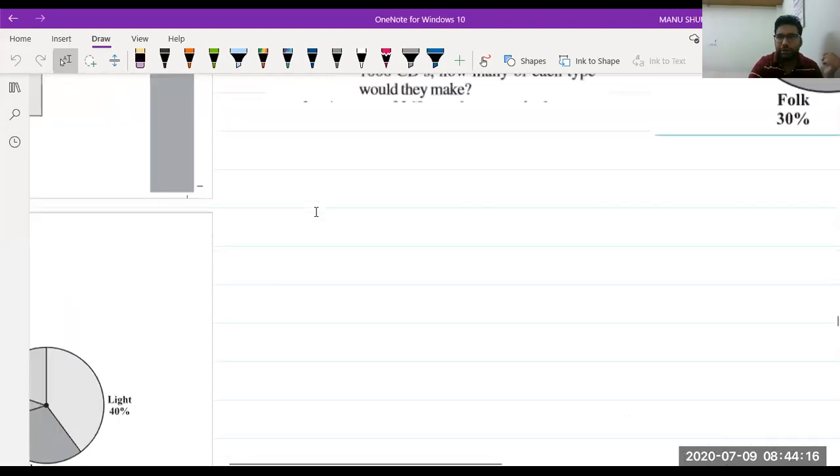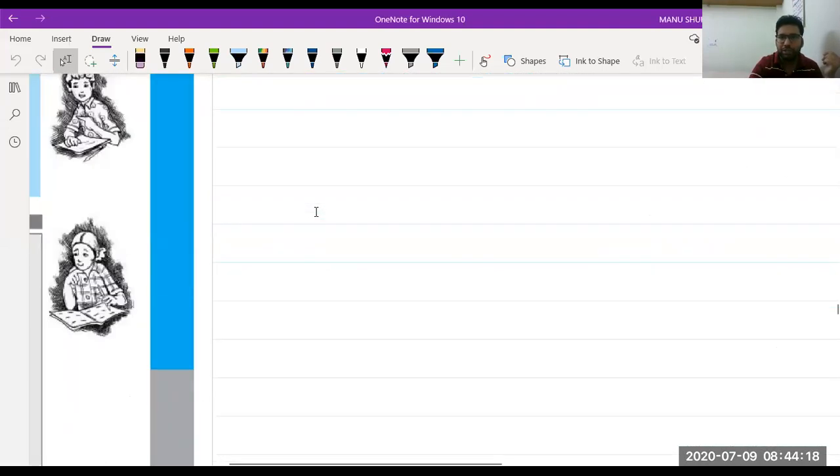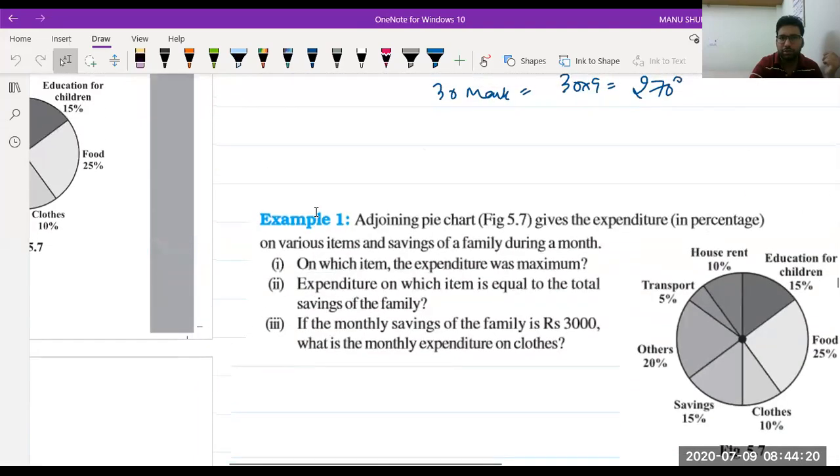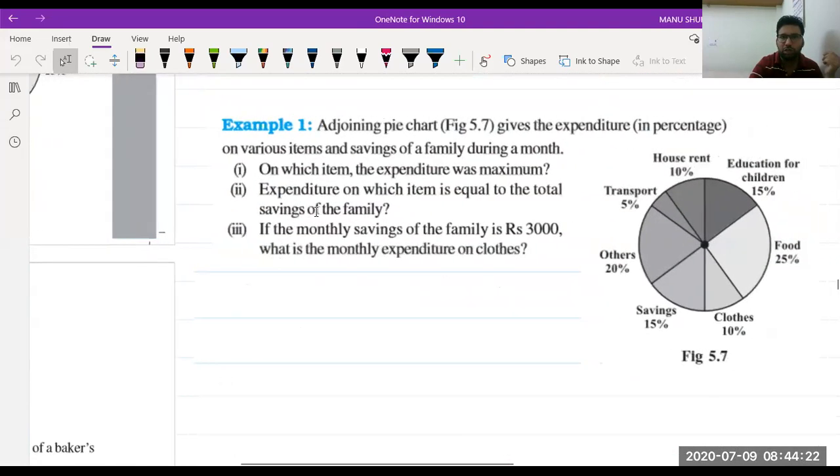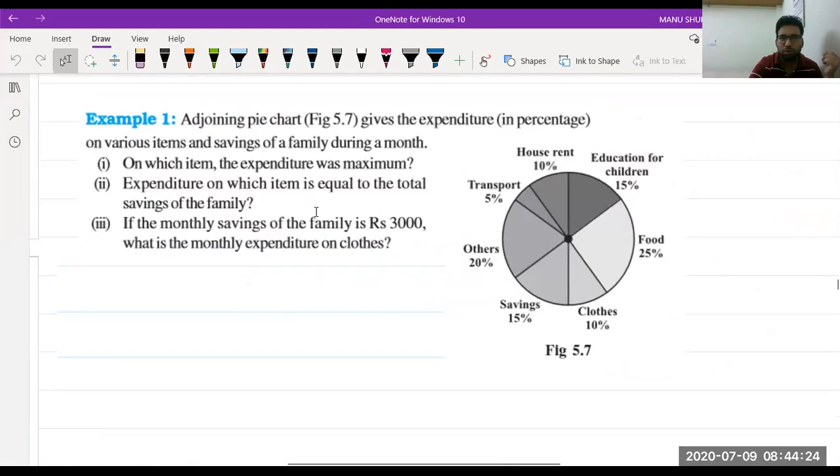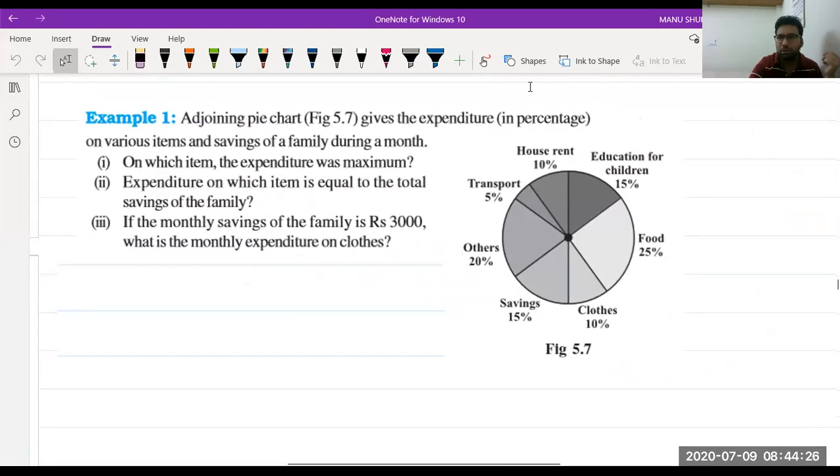Okay, we started the topic pie chart in the last class. Yesterday we couldn't do anything, so today we will use two lectures to cover it up.